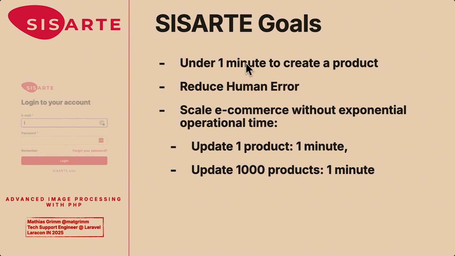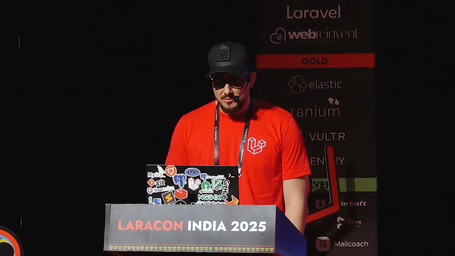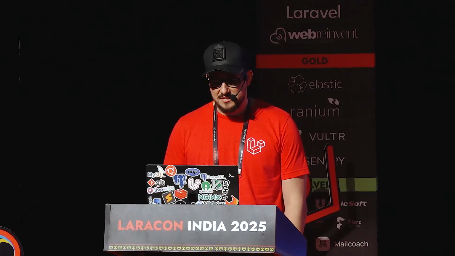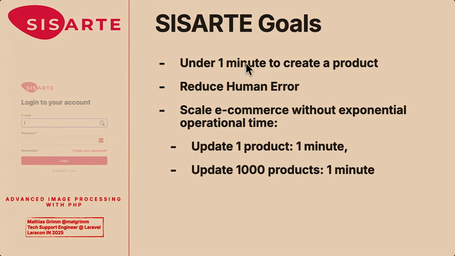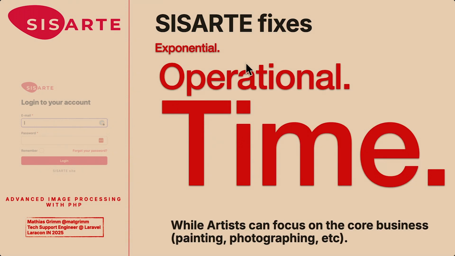So we had a few goals in mind, considering the issues we actually had. So we wanted to create a product in 1 minute or less, and we wanted to reduce human error, of course, and then to scale the e-commerce without exponential operational time. So that means if you want to update the price for one product, it should take 1 minute. But if you want to update the price for 1,000 products, it should also take 1 minute. So that's some of the goals we had right from the beginning. So yeah, Cisarti fixes this exponential operational time.